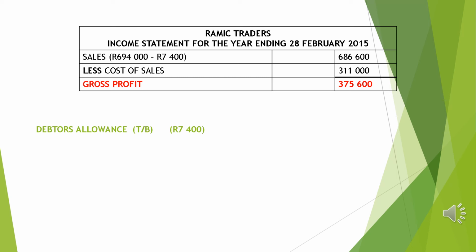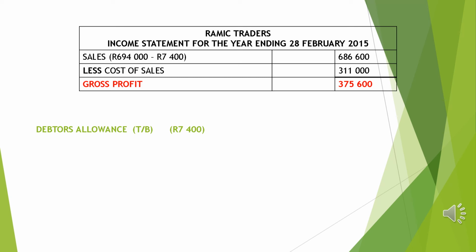Then, whenever you prepare your statement of comprehensive income, or rather your income statement to be more precise, you are always given a pre-adjustment trial balance and you are given adjustments. Then you prepare your income statement using these two.